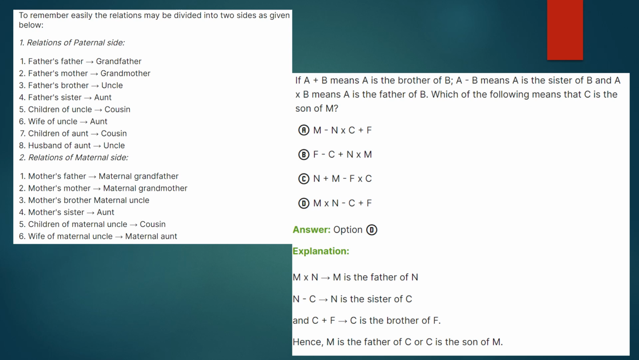Minus sign indicates sister relation, and multiplication sign indicates a father relation. So basing on that, if you start simplifying each and every option, option A, B, C, D, you can see here M into N, M is the father of N. Minus C, N is the sister of C, and C plus F, C is the brother of F. Hence M is the father of C, or C is the son of M. So this is how you have D as the correct option.